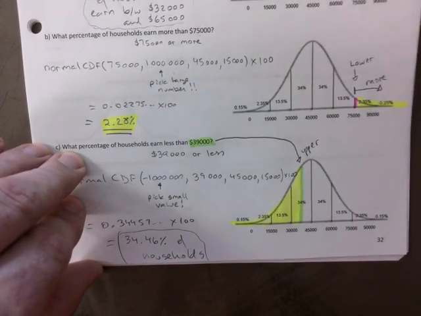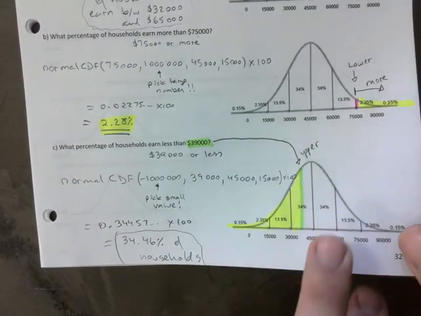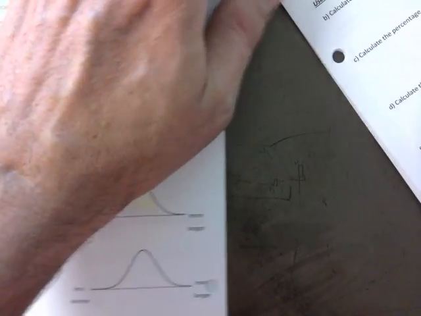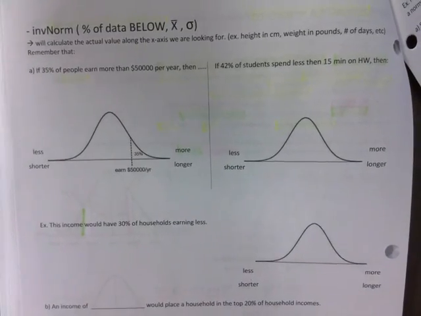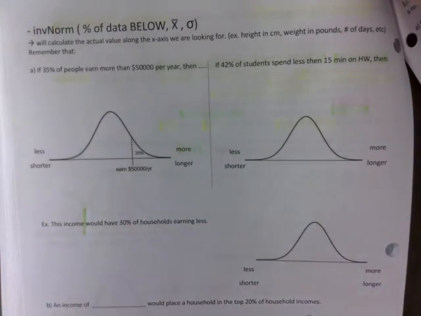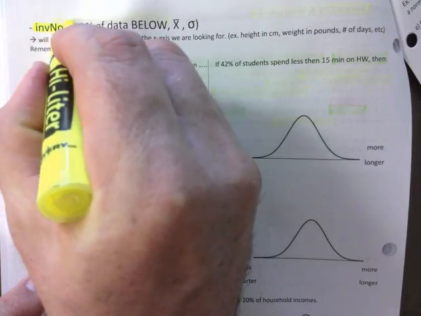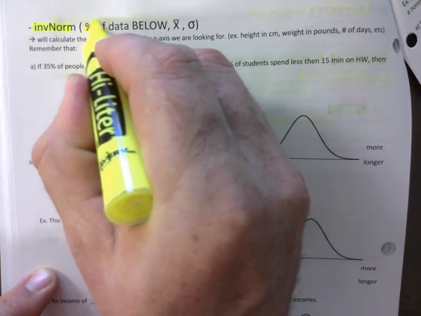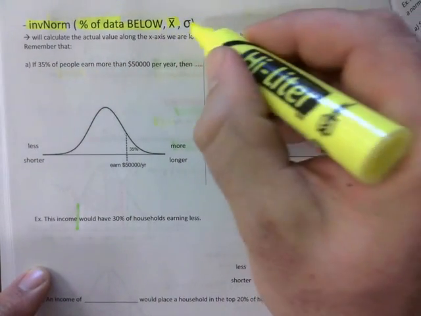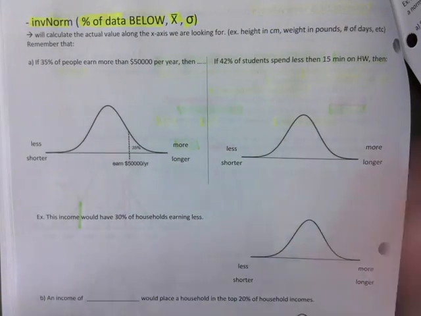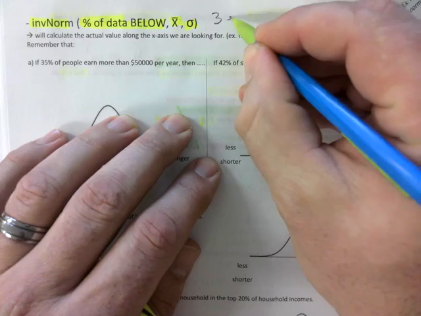Let's go to 33, and this is finding percentages under the curve. Let's go to 33. That's the inverse norm part of today's lesson. It's the second part that we use. And also, this is study sheet entry. Inverse norm needs percentage below the value you're interested in, the mean, and the standard deviation. So that doesn't change. You need 3 entries.